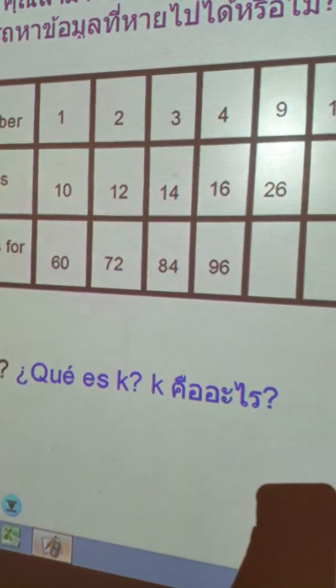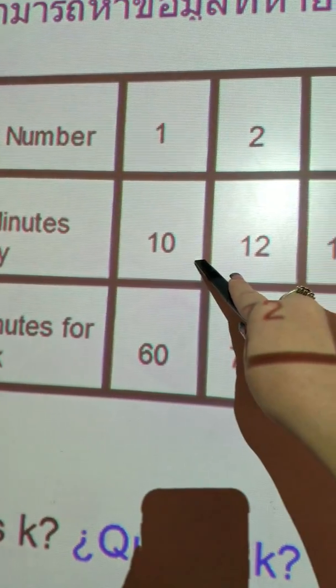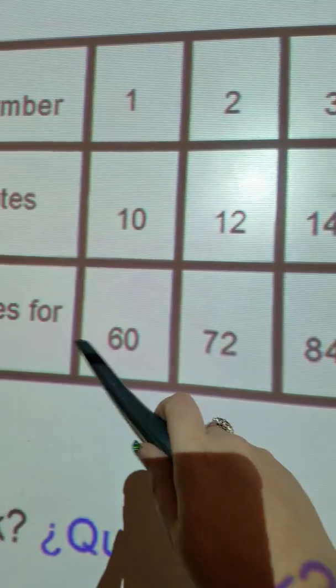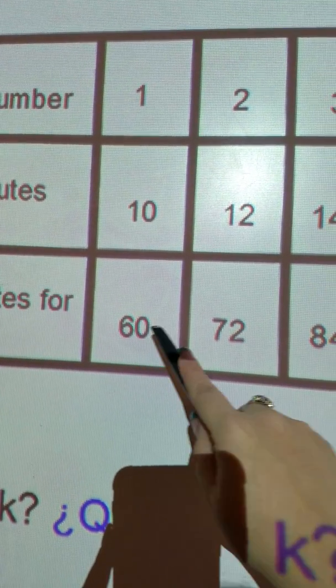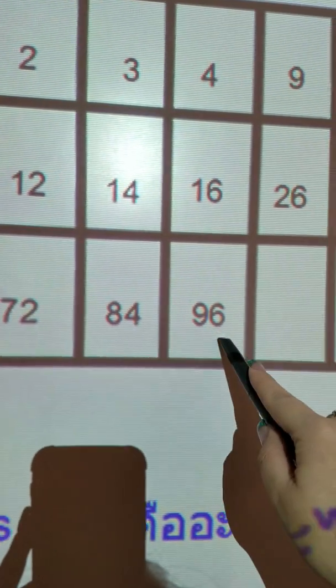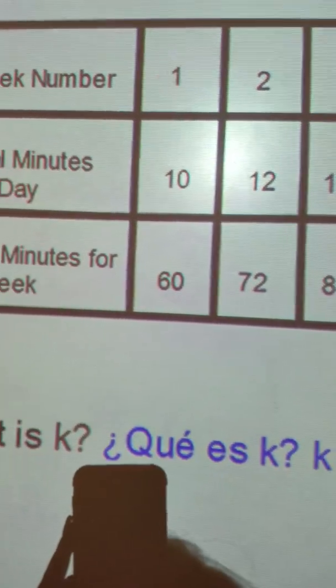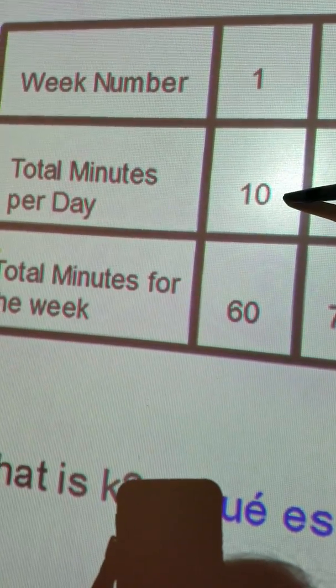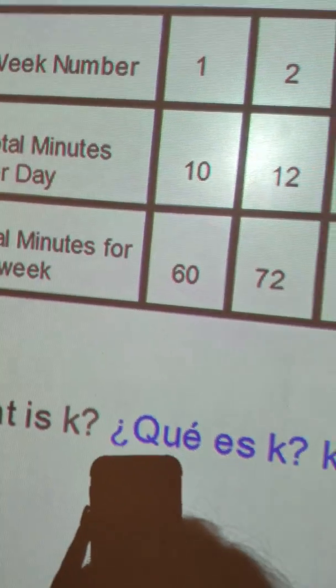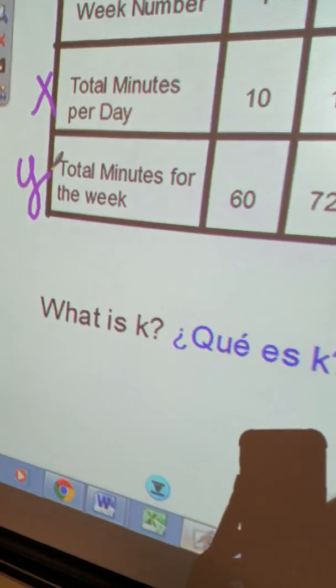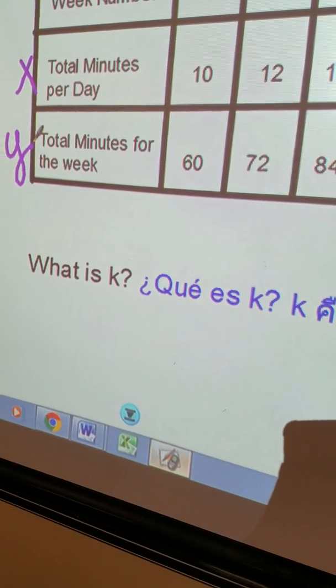So notice that the X data is counting by 2s. That's the pattern we see from here. And then our Y data is going from 60 to 72 to 84 to 96. So you need to be able to find out what the pattern is. Now you should be able to tell me what goes on from here to here. To do that, we actually find our K. If you can tell me what K is, you should be able to tell me what the pattern is.